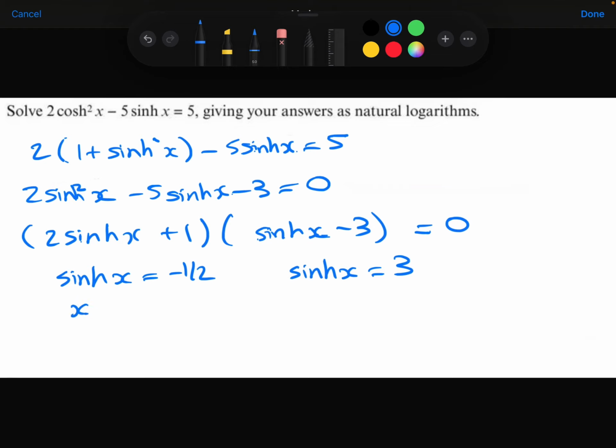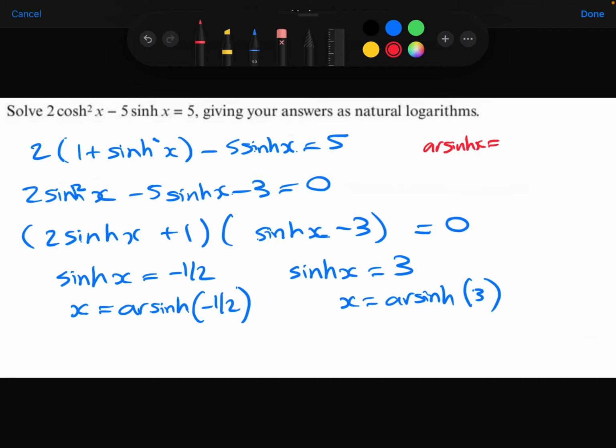So therefore, x will equal r sinh of minus 1/2, or r sinh of 3. And we can use the definition of r sinh that we saw in the previous video. Remember, r sinh x is equal to ln of x plus the square root of x squared plus 1. We can use this to actually work out these values.